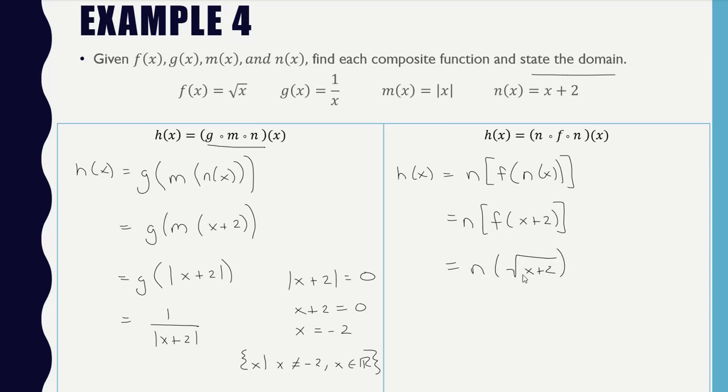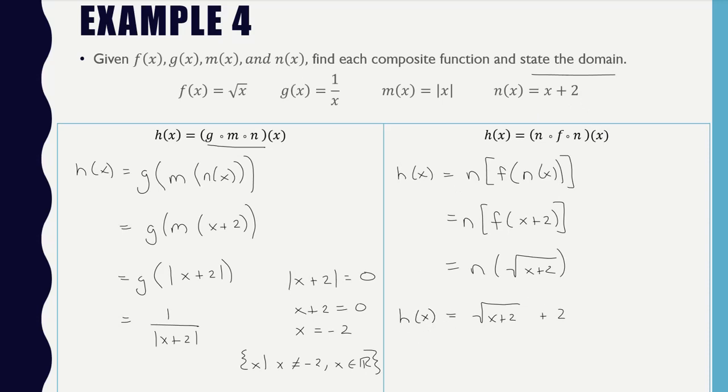And then this square root of x plus 2 is going to get substituted into the n function and replace our x. So we're going to be left with the square root of x plus 2, and then outside of the radical, we have this plus 2 still. So that's what our h of x is equal to.